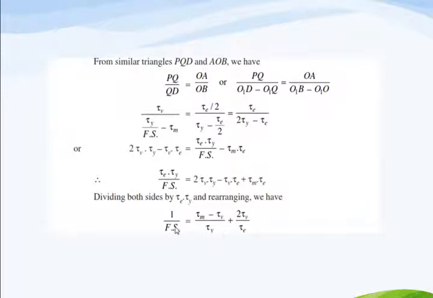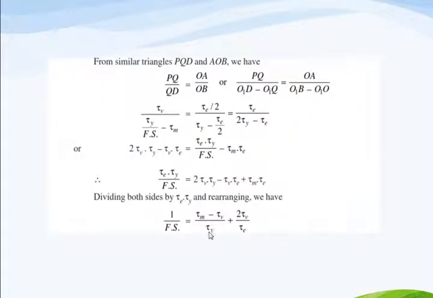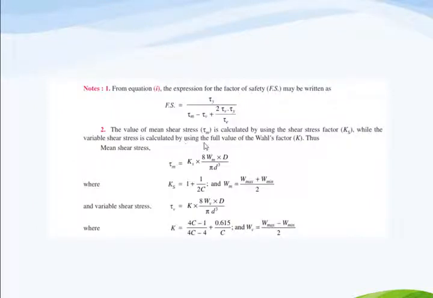But to find the factor of safety, you need to know these values: tau m, tau v, tau y and tau e. Tau y is the shear yield strength value, and tau e is the endurance strength value. Tau m and tau v you need to find using the relations. For the mean shear stress tau m, it is Ks into 8 Wm into d by pi d cubed, where Ks is equal to 1 plus 1 by 2c, and Wm is equal to W max plus W minimum by 2.